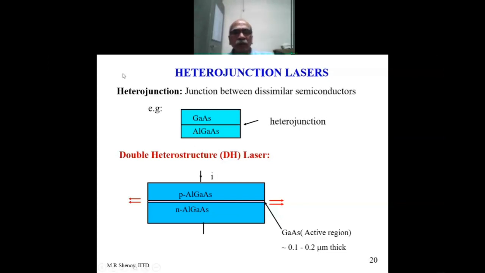Now, for those of you who are not familiar with heterostructures and heterojunction, heterojunction simply refers to a junction between dissimilar semiconductors. So, for example, gallium arsenide and aluminum gallium arsenide. Unlike P silicon and N silicon, which is called a homojunction, here the materials are different, and therefore the junction here is called heterojunction. And a double heterostructure laser, which is the normal laser structure, comprises a thin layer of a low band gap material such as gallium arsenide sandwiched between 2 layers of higher band gap material. This forms a double heterostructure.